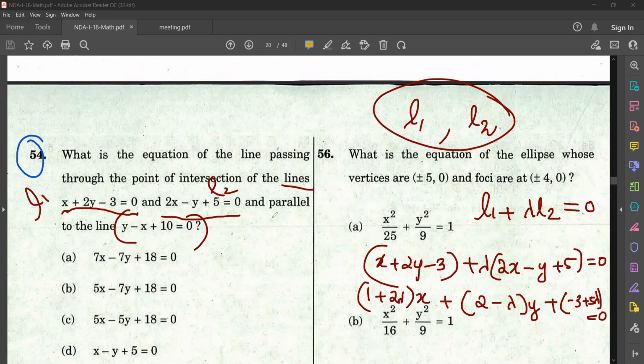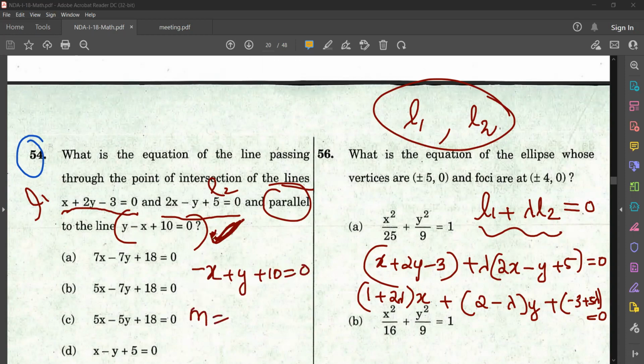For finding lambda, they have given another piece of information. The required line is parallel to y minus x plus 10 equal to 0. So that means two lines are parallel, so their slopes will be equal, isn't it? What is the slope of this line? Rewriting that equation in standard form: minus x plus y plus 10 equal to 0. What is the slope of this line? Minus a by b. So that is minus of minus 1 by 1. So that is 1. So the slope is 1.